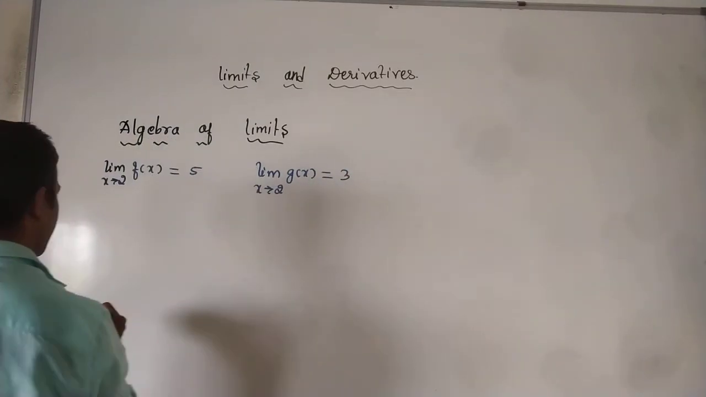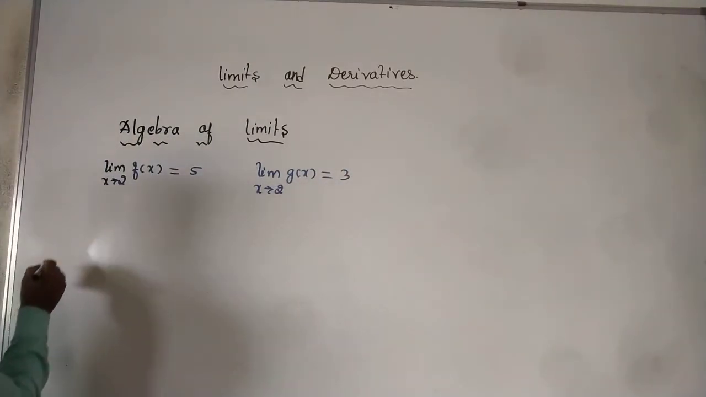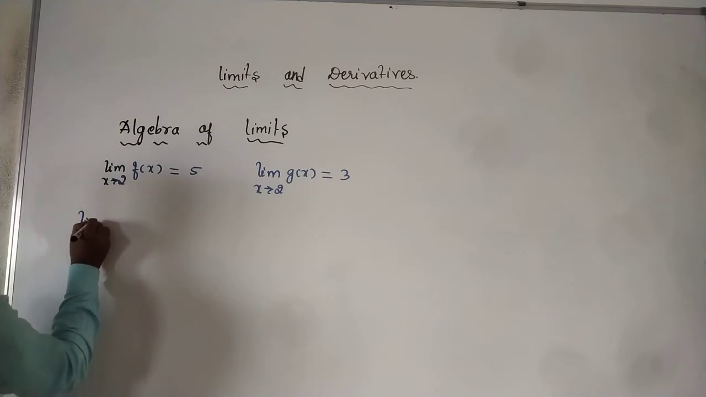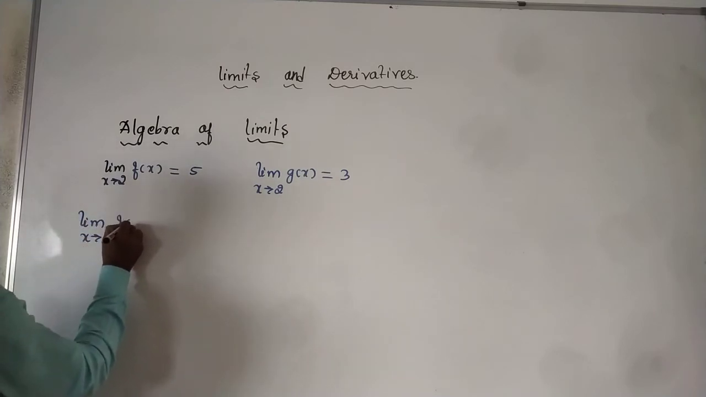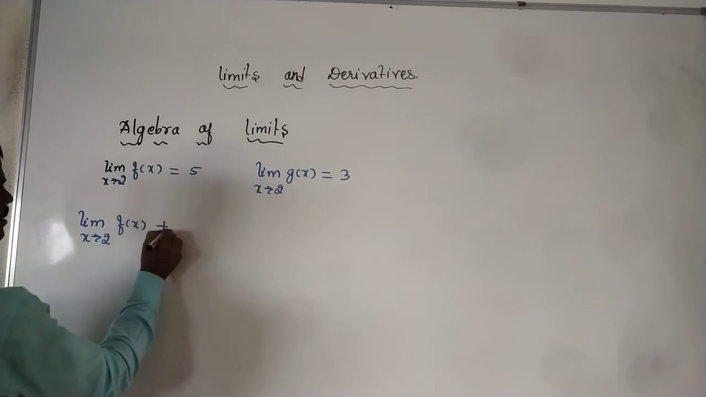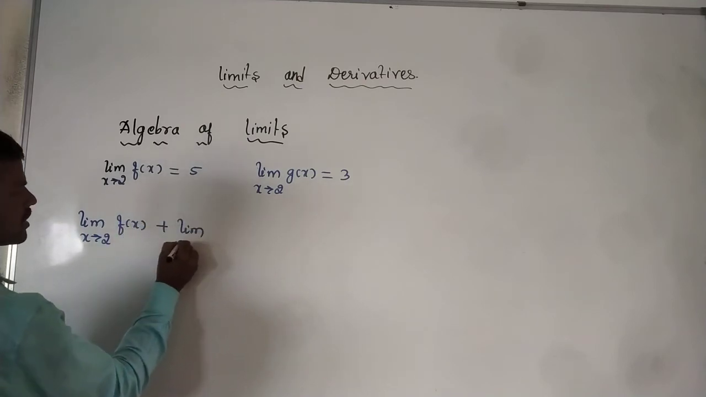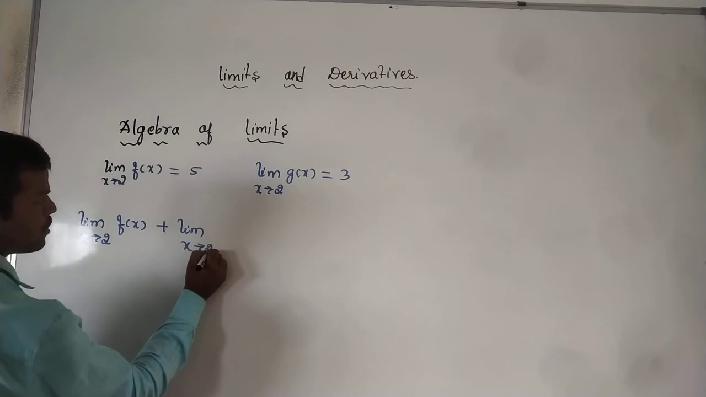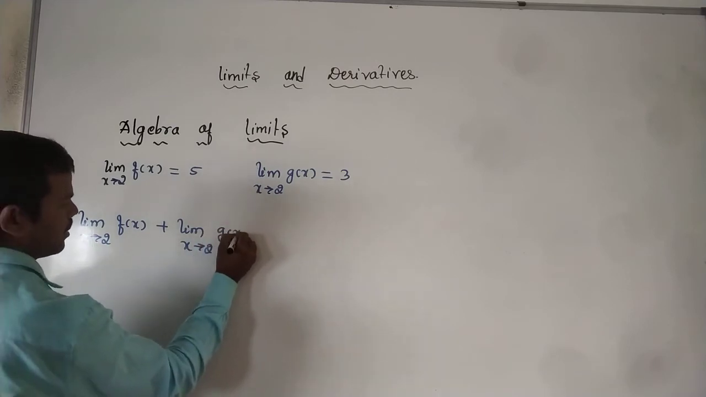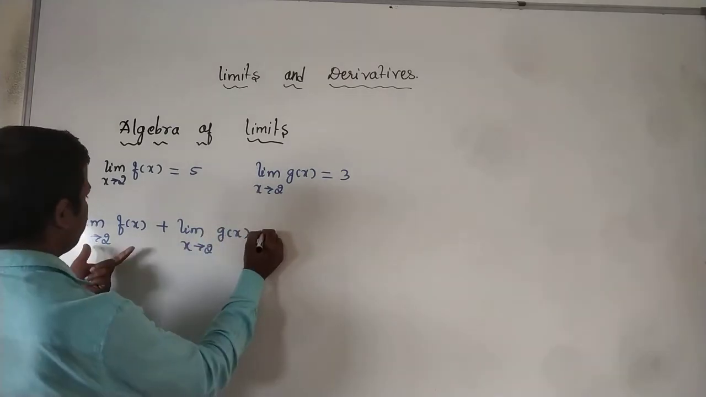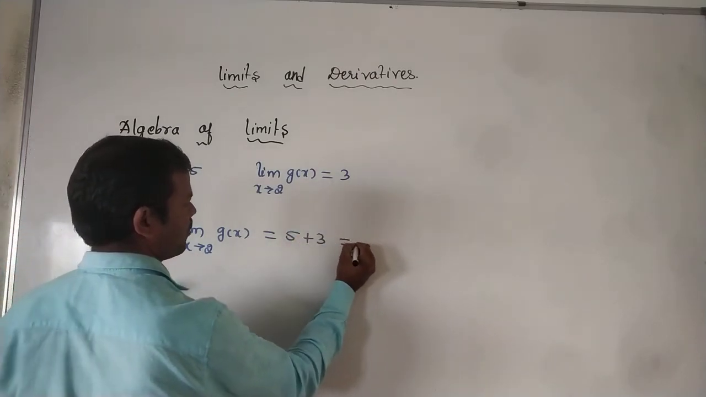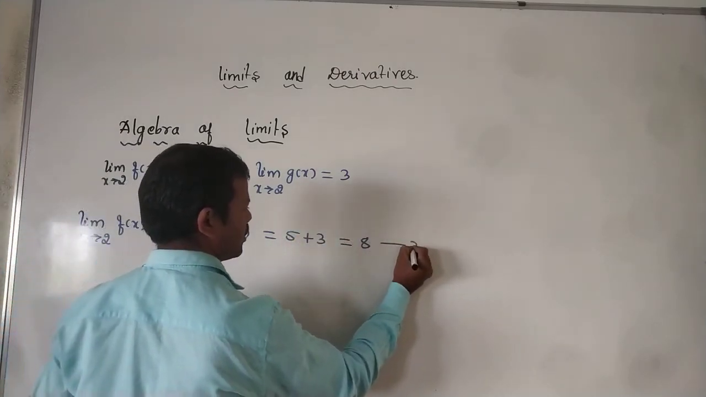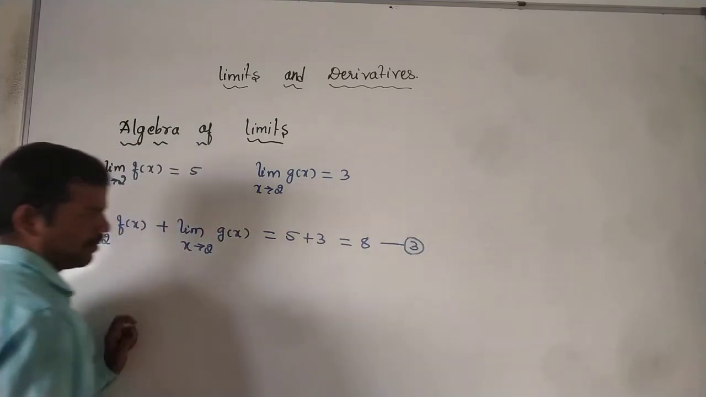Adding 1 and 2, what we got: limit as x tends to 2 of f of x plus limit as x tends to 2 of g of x. The limit of f of x is 5, and the limit of g of x is 3, so 5 plus 3 is 8. We call this equation number 3.